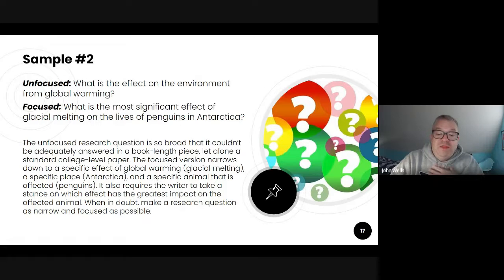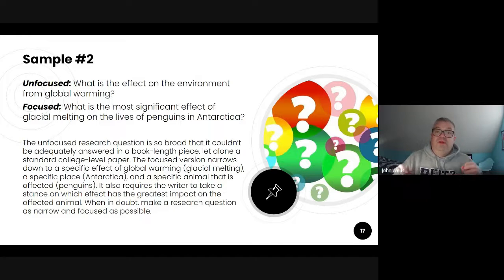What is the effect on the environment from global warming? That is so broad, right? Because the effect, like what are the effects, right? How many effects are there out there? And then we're talking about the environment. What about the environment? What do we really want to look at here? So we focus it down. What is the most significant effect of global melting on the lives of penguins in Antarctica?